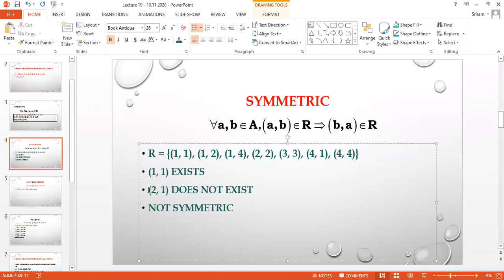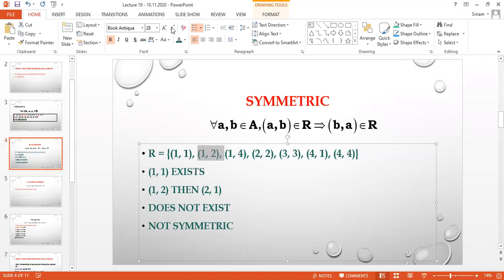Next, I am going to check 1, comma 2. When I take 1, comma 2, I am going to check what is the opposite pair. Then I should check 2, comma 1. Here I am having 1, comma 2.